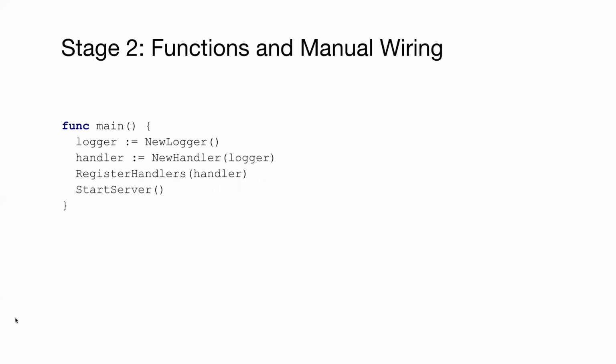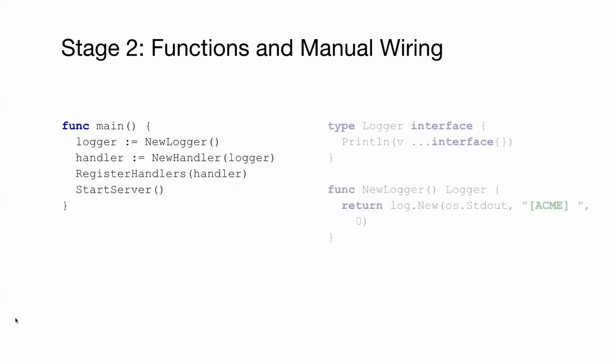And let's look at the new logger implementation in a bit more detail. We've already taken the step to encapsulate the actual behavior of the logger as an interface. So new logger creates an implementation, but it returns an interface type. Our new handler constructor depends on an interface type, not on a concrete type. So that's the very first initial step.